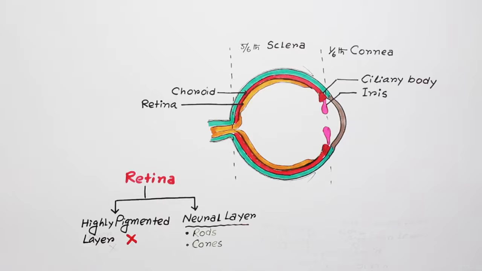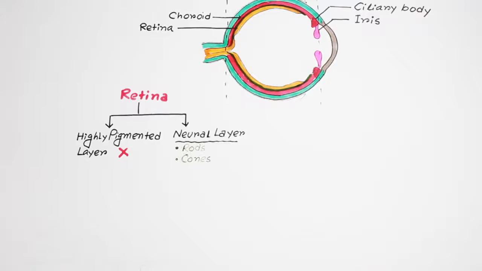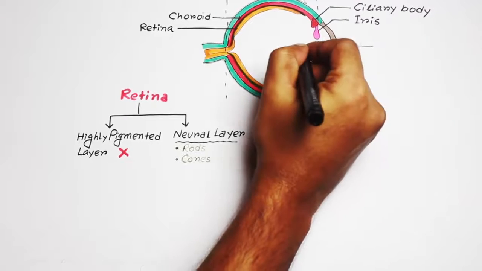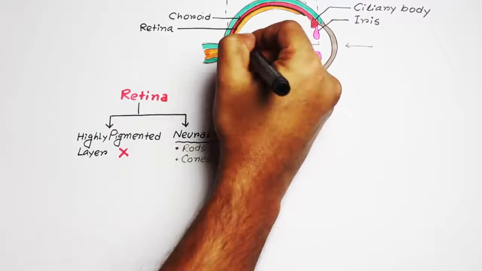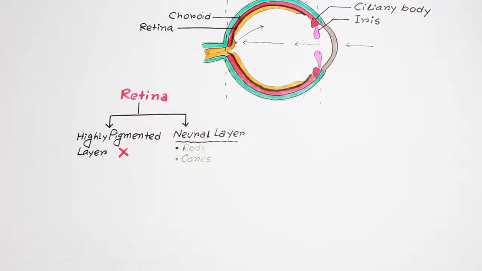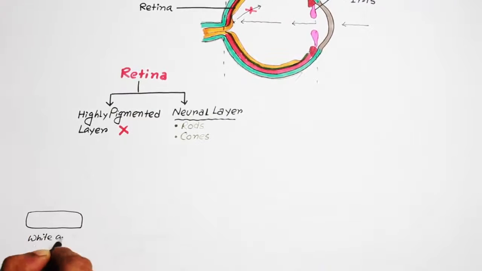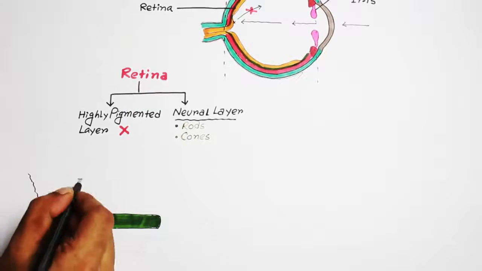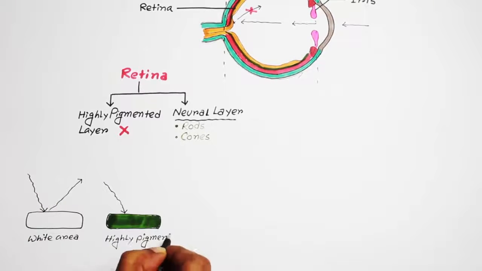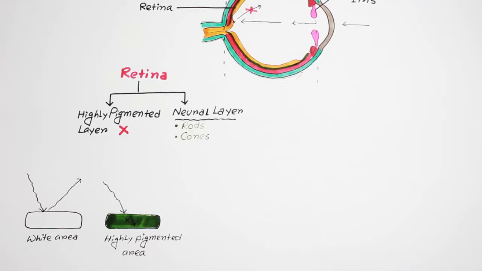You must be wondering, why is it hyperpigmented and what's the use of hyperpigmentation? Well, when light comes into our eyeball, it should get absorbed first, not reflected, otherwise the image will be destroyed. As we know, a highly pigmented area absorbs light better than a white or poorly pigmented area. That's why this inner retinal layer is highly pigmented.